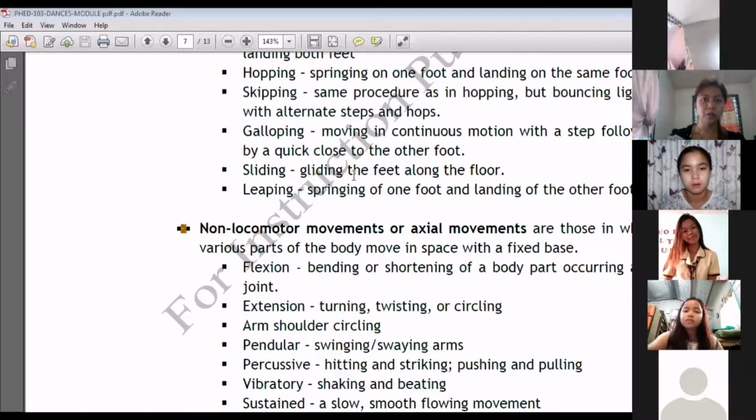Iba yung maglaland. You spring on the right, land on the left, or the other way around, spring on the left, land on the right. Correct. How about skipping? How is it different?